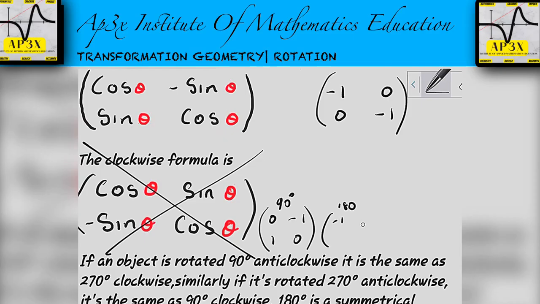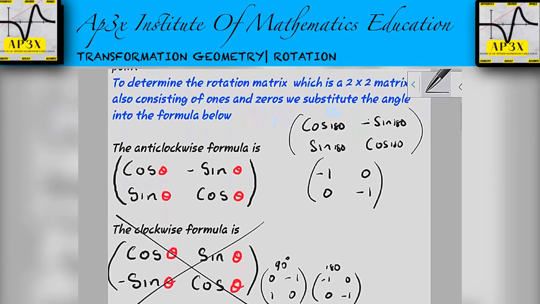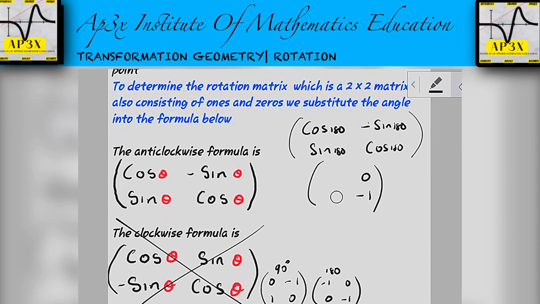That's minus 1, 0, 0, minus 1. And similarly then, we can just remove these numbers here and remove the 180, and we're going to put, say here, 270. So therefore then you're going to find that the cos of 270, you're going to have the minus sine of 270, and you're going to have the sine of 270 and the cosine of 270. Plug this into your calculator.